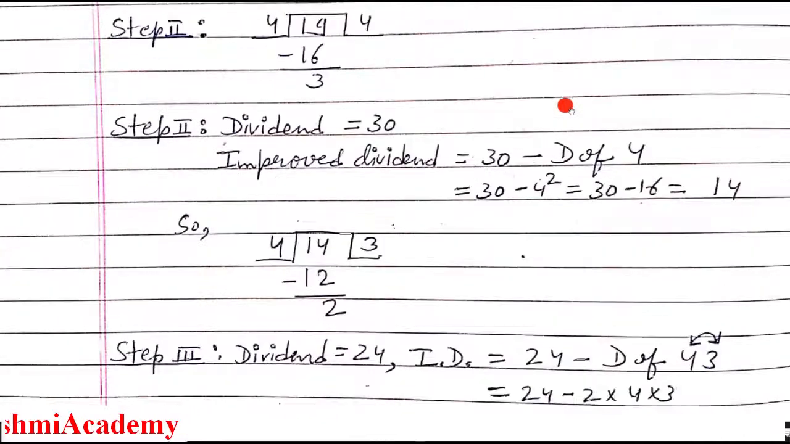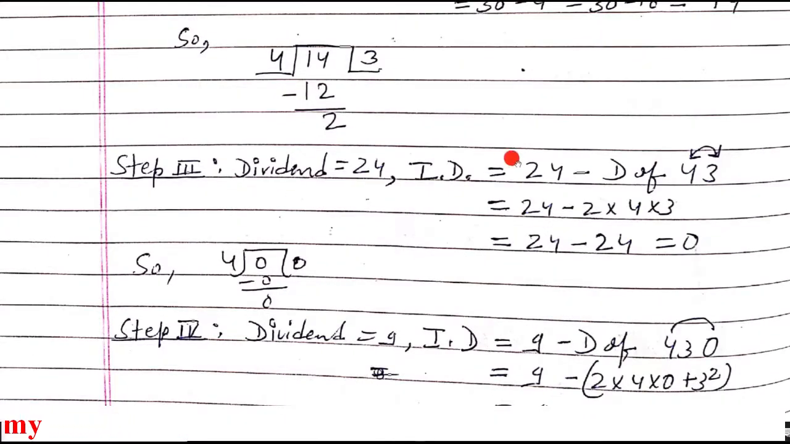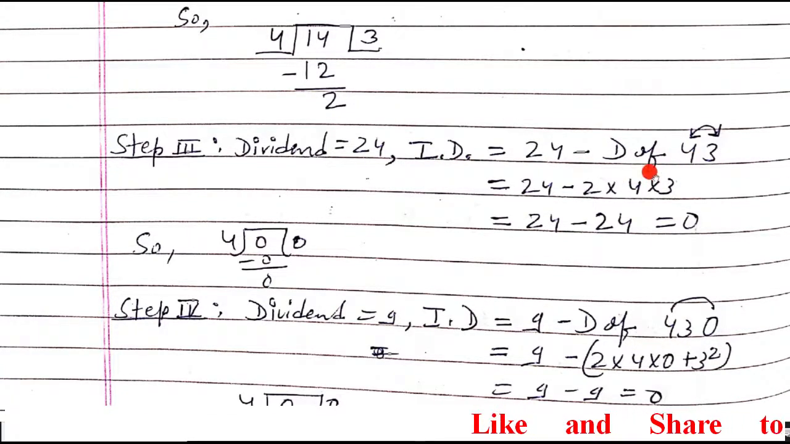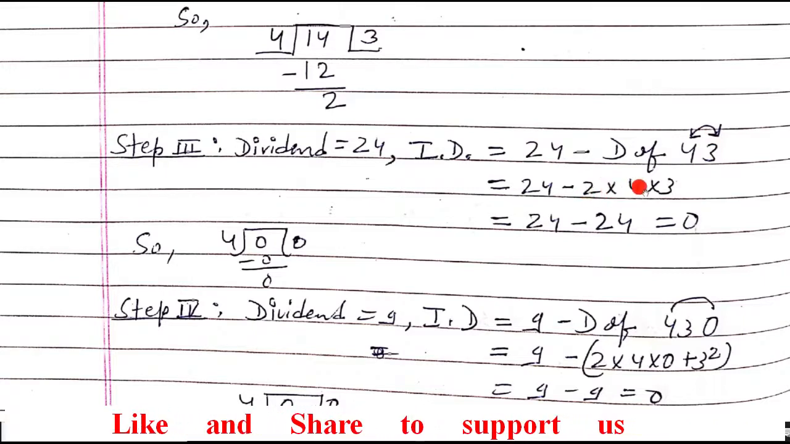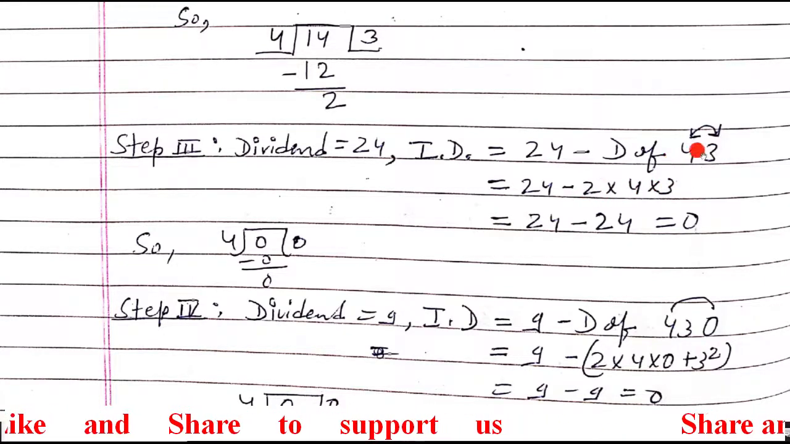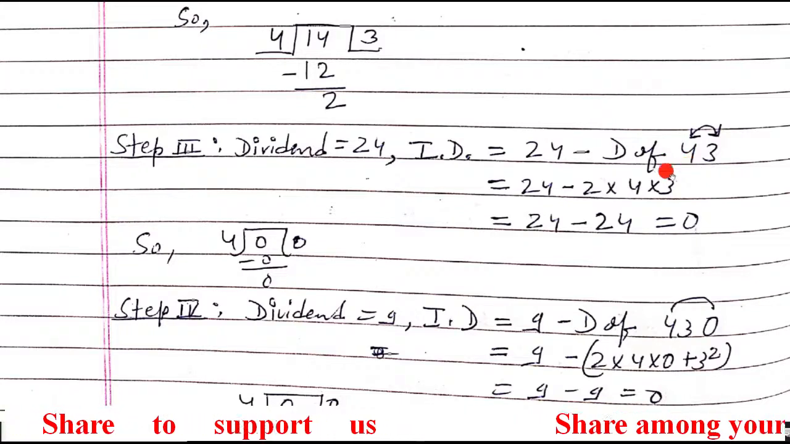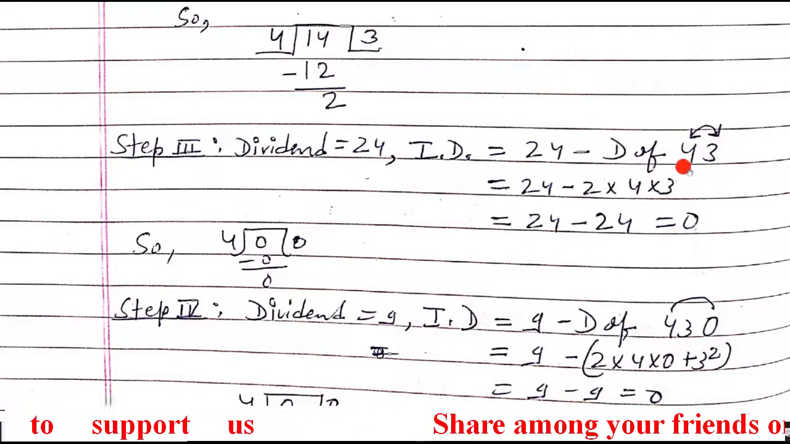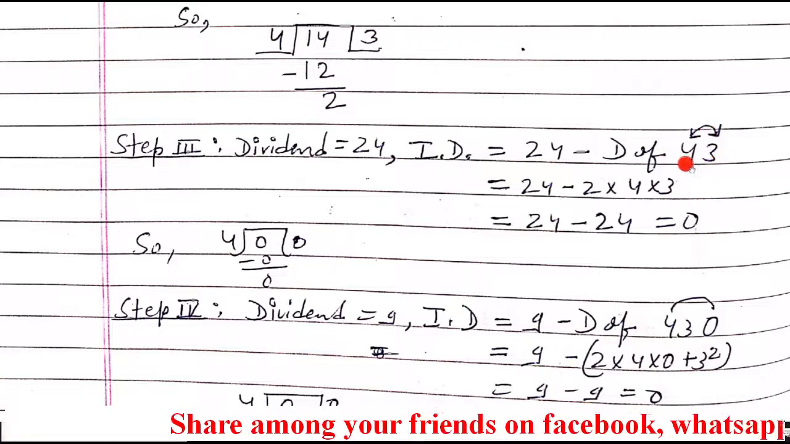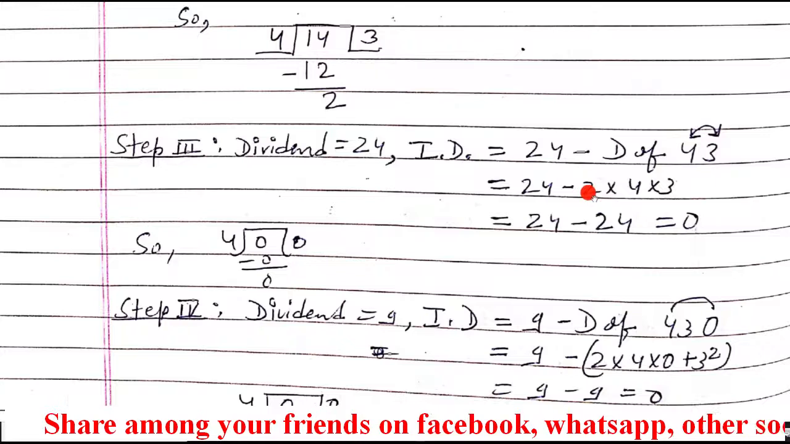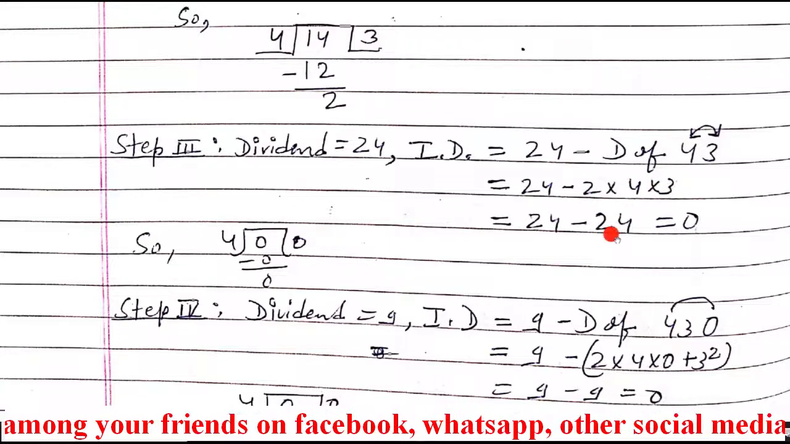So we'll do like this. Dividend is 24, improved dividend means improved dividend, so 24 minus D of 43. To find out the dvandva of a 2-digit number, you have to make the arrows like this. Then after forming the pair, you have to multiply it by 2, 2 multiplied by 4 multiplied by 3. That is the pattern how to find out the dvandva of 2 numbers. So when you have to find out the dvandva of 2 numbers, make the pairs, and that pair you have to multiply by 2. So when you multiply, you will get 24.